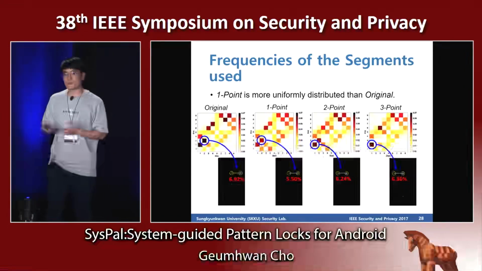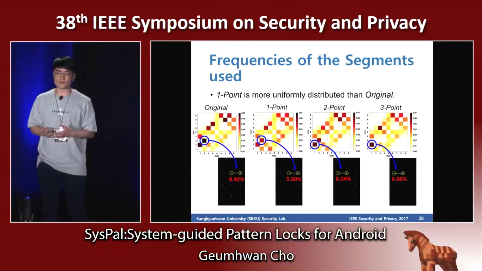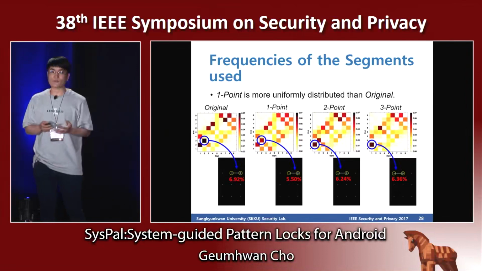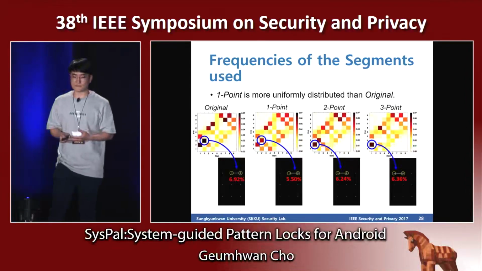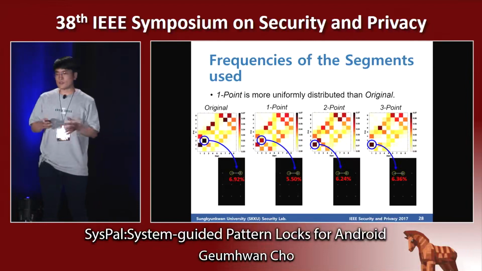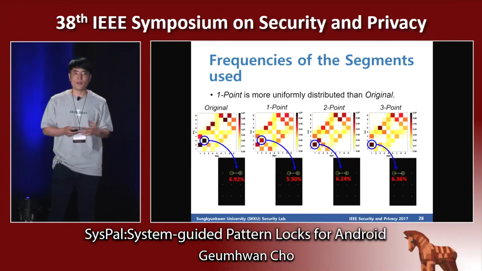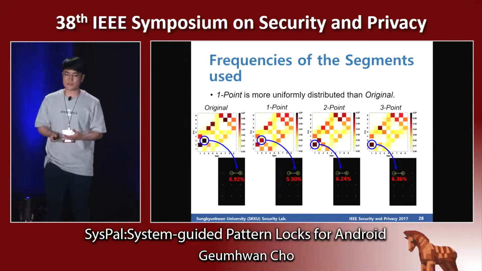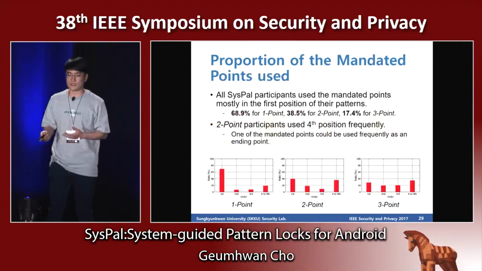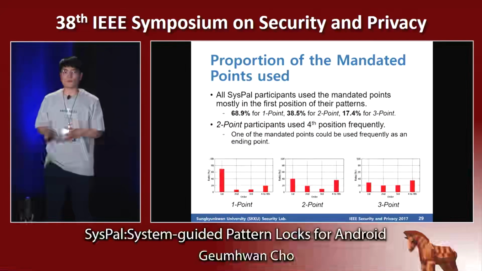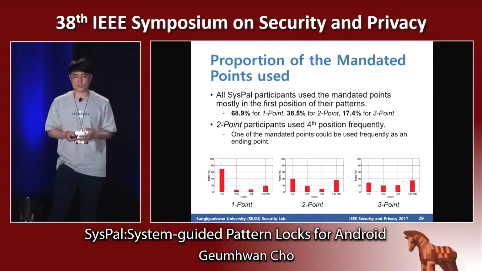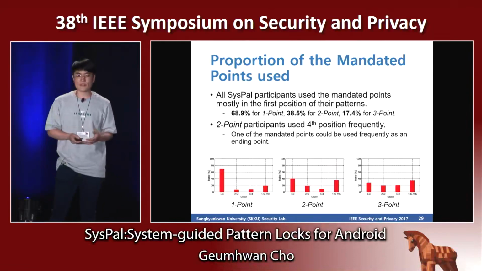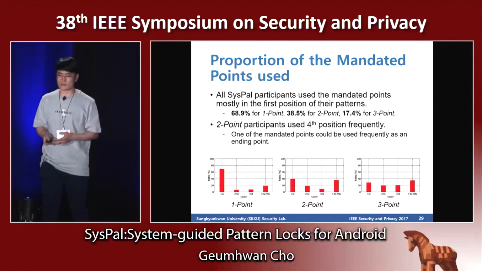And we analyzed the frequencies of the segments used. We defined a segment as a line that connects 2 points together. The darker the color, the higher the number of segments used. The 1-point polish is more evenly distributed than the original polish. And all SysPal polish participants were asked to use mandated points. They used the mandated points mostly in the first position of their patterns.